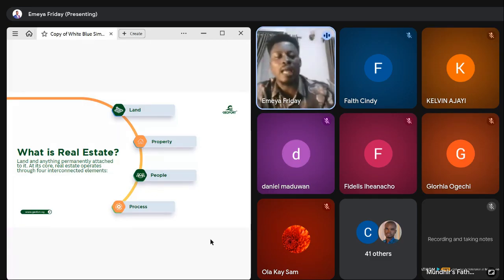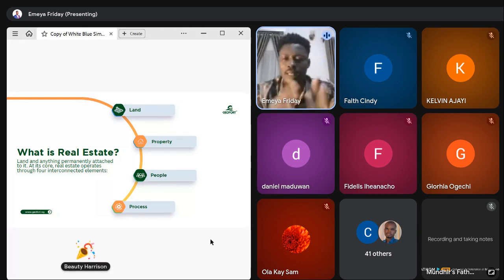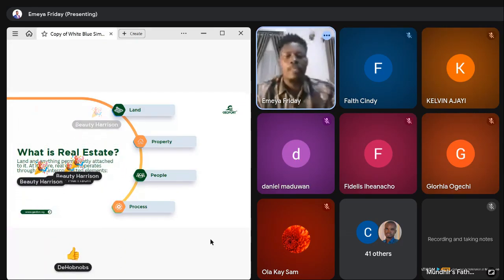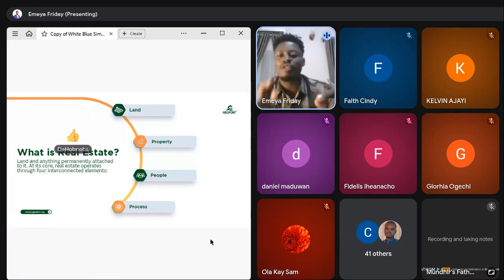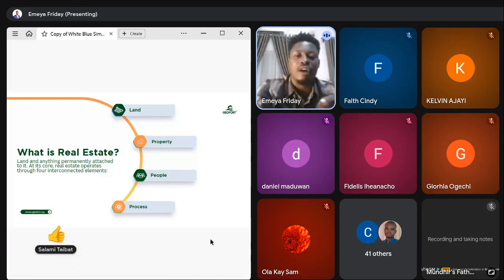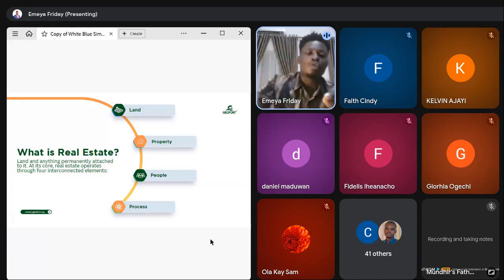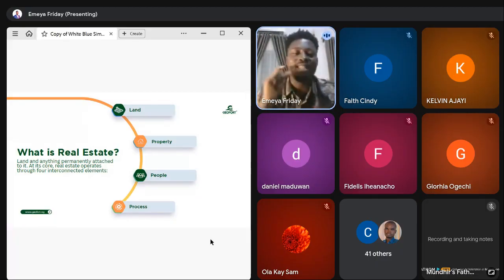Okay, so let's look at those 4 pillars. Number 1, land. Land is the foundation. Property is what is built on land. People are the professionals and stakeholders involved, while process is how ownership is verified, transferred, and secured.